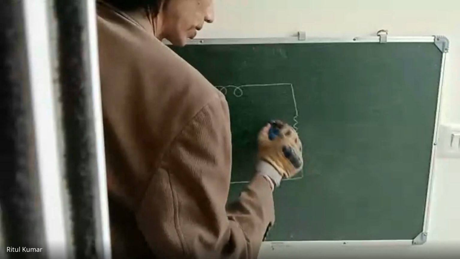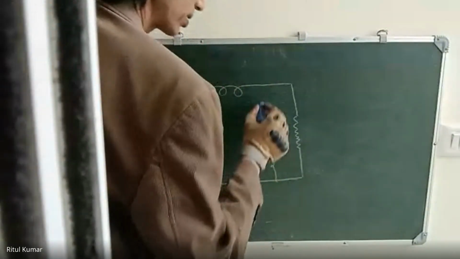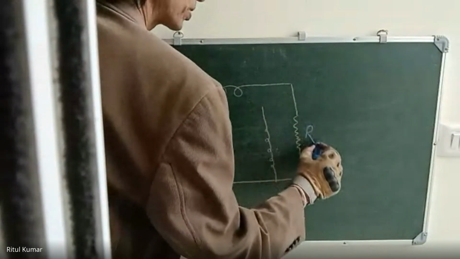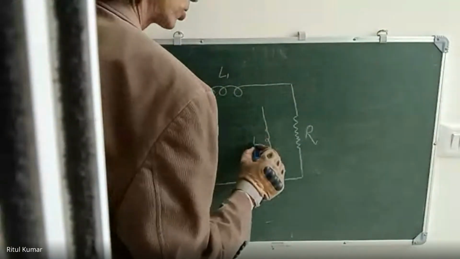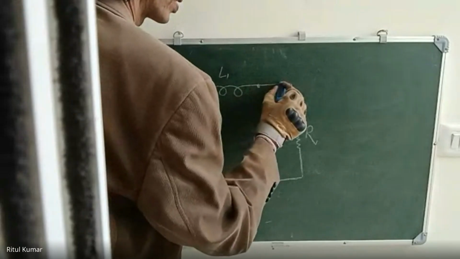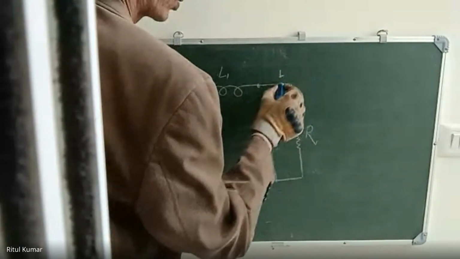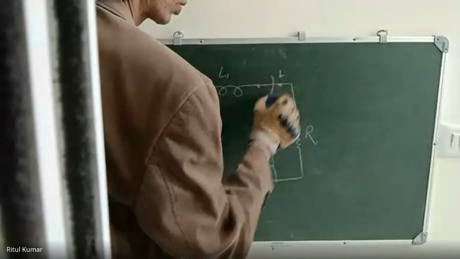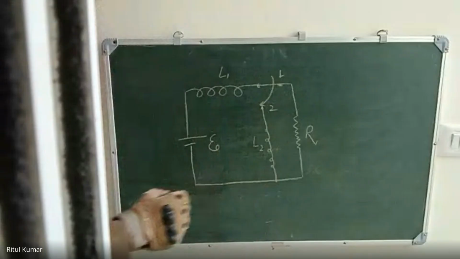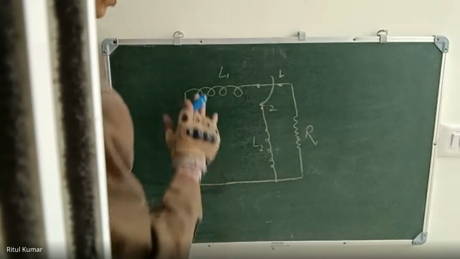Okay, fair enough. So this is the situation I am hinting at. This is a mundane question, not much new. L1, L2. This is a switch out here, with positions 1 and 2. This circuit was connected for quite some time. When you throw the switch from position 1 to position 2, we can make a distinction over here.